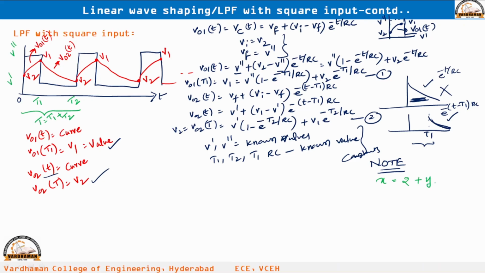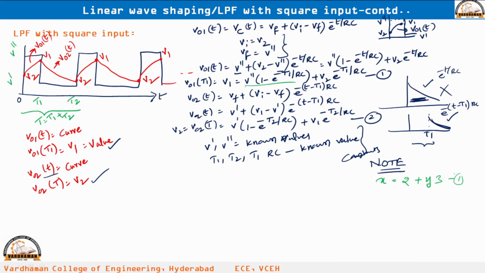I have taken V1 means x. Next, this V double dash into 1 minus e power minus T1 by RC is constant, I am taking 2, plus V2 is nothing but y. Next, e power minus T1 by RC means again constant, I am taking 3. Just for example purpose I have taken, this is equation 1 now.